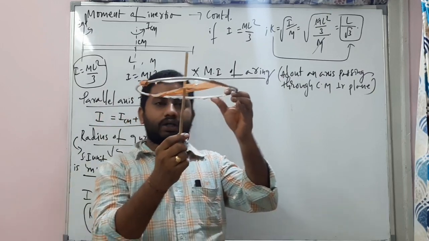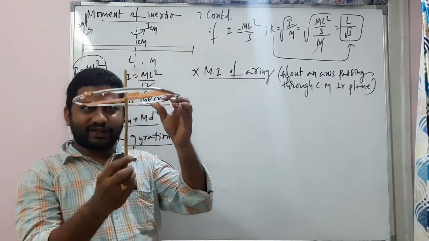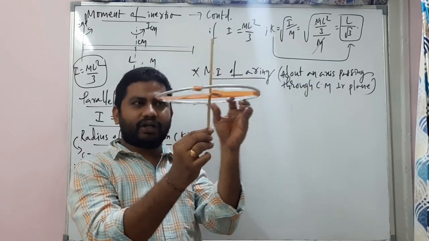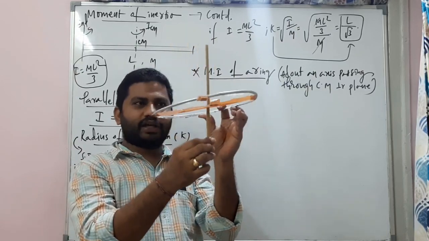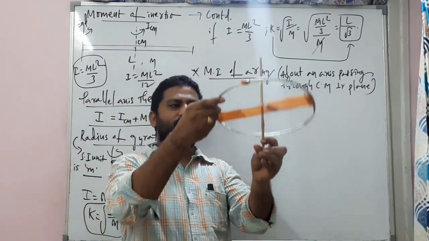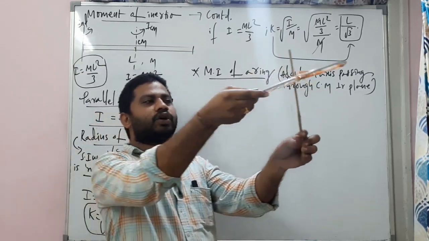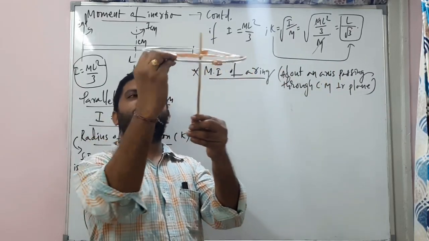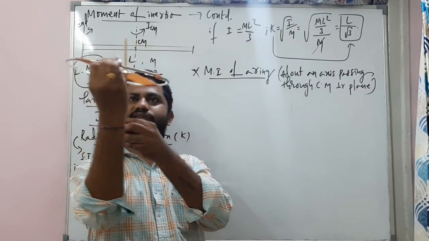Yes, this is the axis of rotation. Look at here. This is the axis of rotation. About this axis of rotation, the ring can rotate. Yes or no? Yes or no, my dear students? The ring can rotate about this axis of rotation. So you just observe carefully. Look at here, and this is the ring which can be rotated about this axis of rotation.